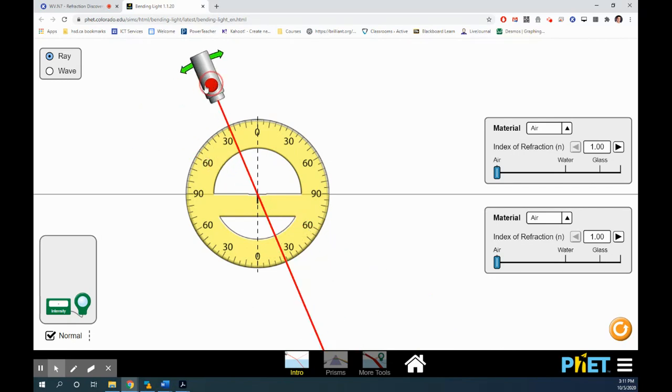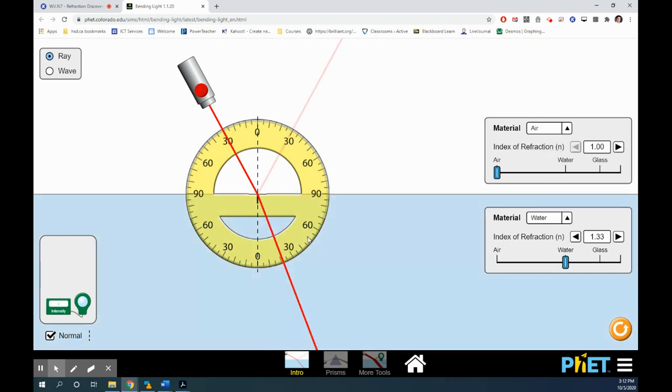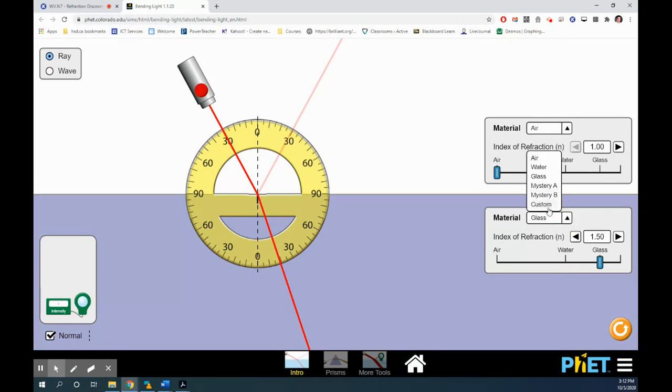And so this is important to distinguish. We won't spend a lot of time doing this because this is a waste of time. Lasers will go straight if they don't change mediums. But what's interesting is if we switch to water, then we see that this bends, and we switch to glass, which is more dense than water. And this mystery stuff down here.